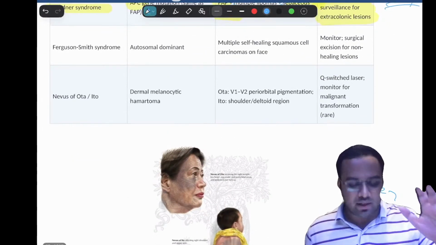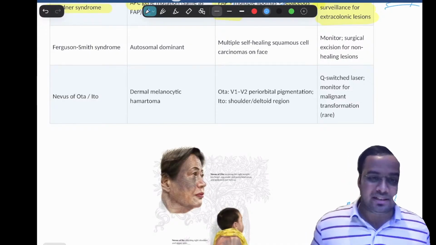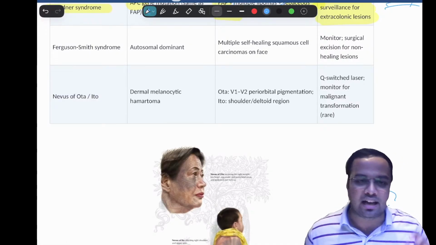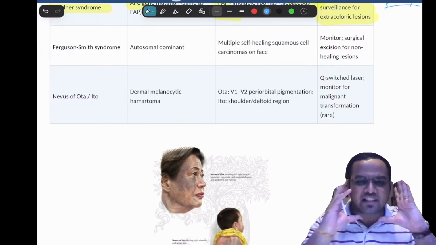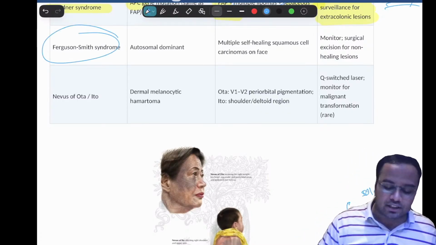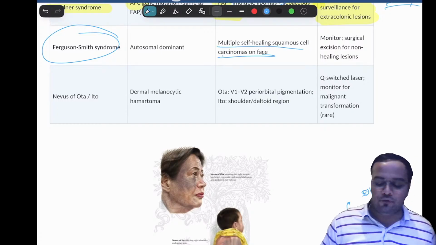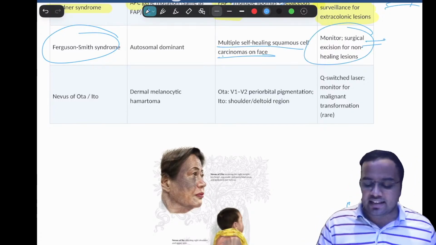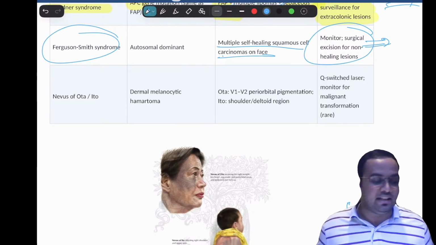Again, MCQ questions, Ferguson-Smith syndrome. So there might be a question that a young male is going to present with multiple small squamous cell carcinomas over the head and face region, and they disappear automatically. So it is nothing but a Ferguson-Smith syndrome and multiple self-healing squamous cell carcinomas. You don't need to operate on any of the squamous cell carcinomas. Surgical excision is only important for the non-healing lesions.